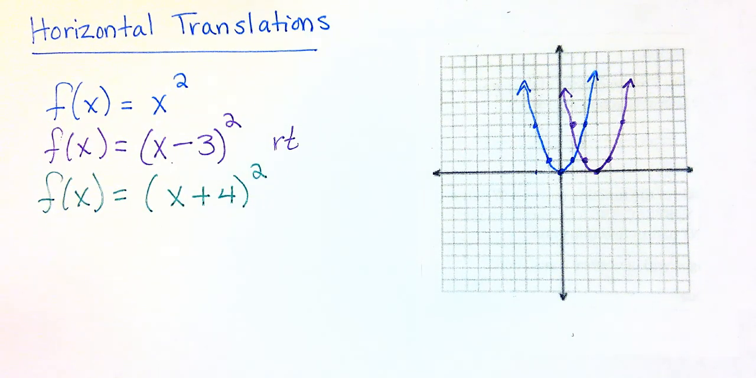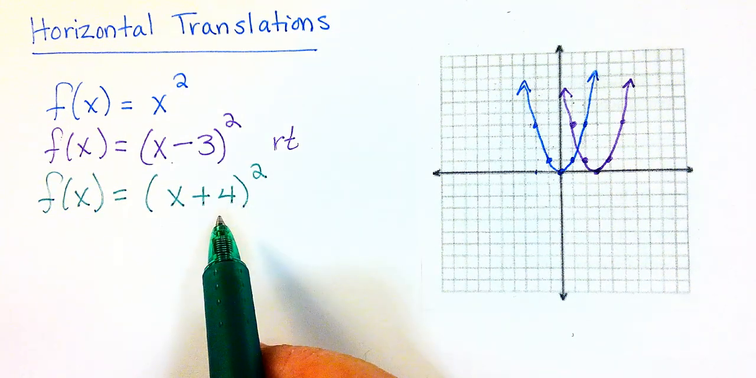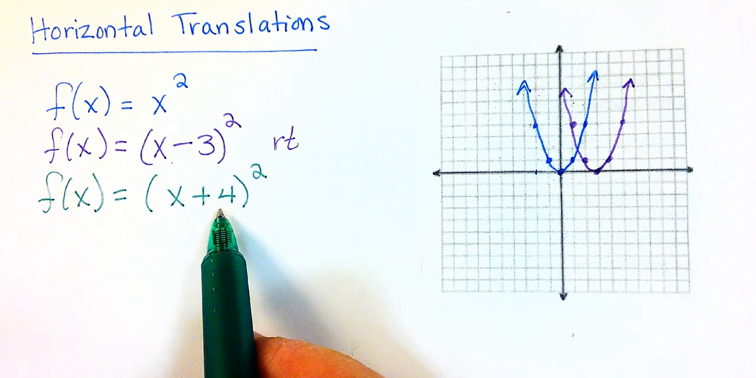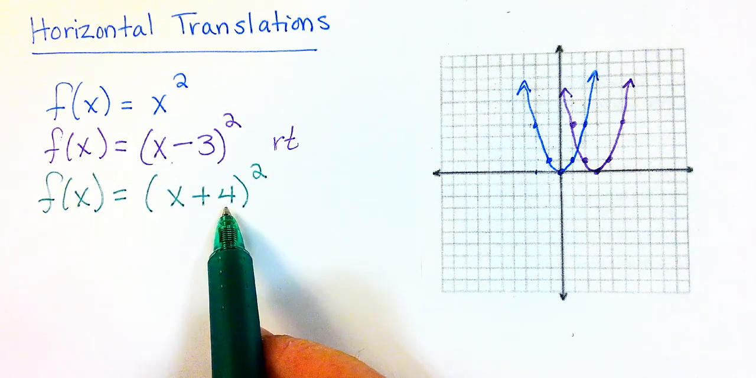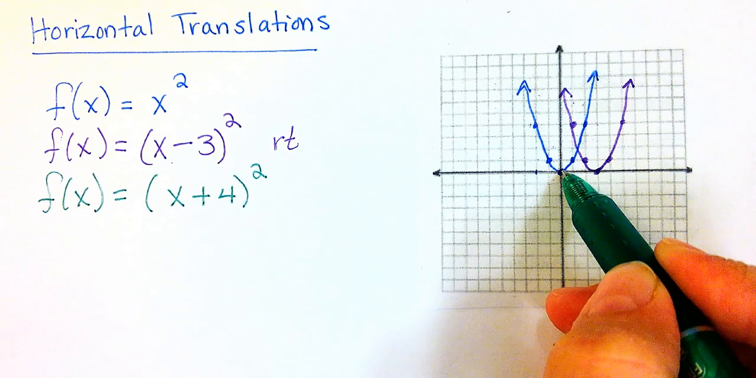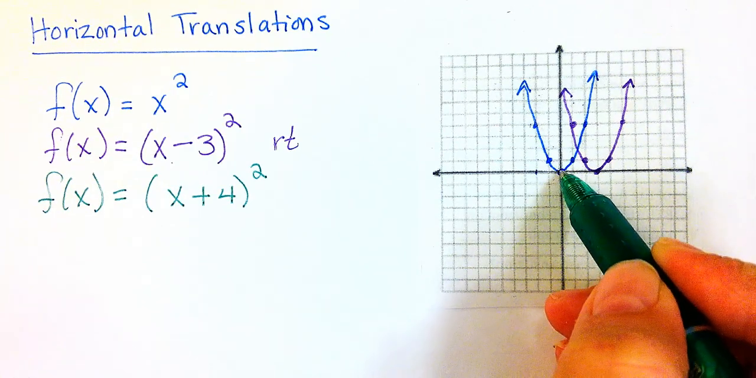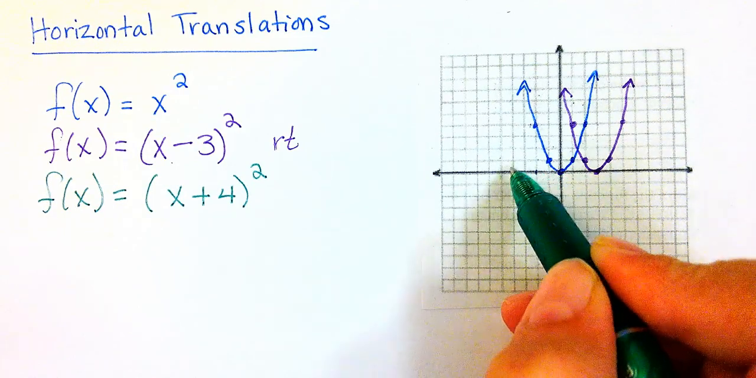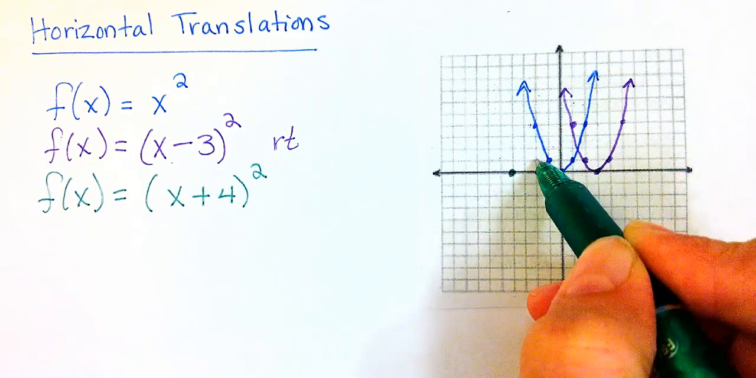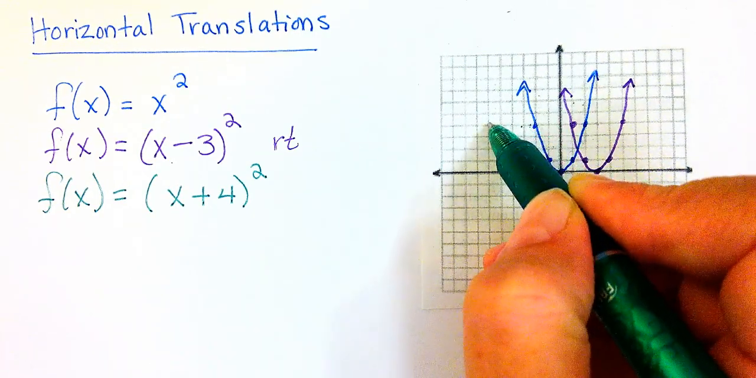Let's look at the next one. This is a +4 inside. We want to move it the opposite way. So inside, opposite. If this is a +4, we would think that would go to the right, but we're actually going to the left. So we're going to take our parent function graph that I graphed in blue and move each of these points now to the left. 4. 1, 2, 3, 4.